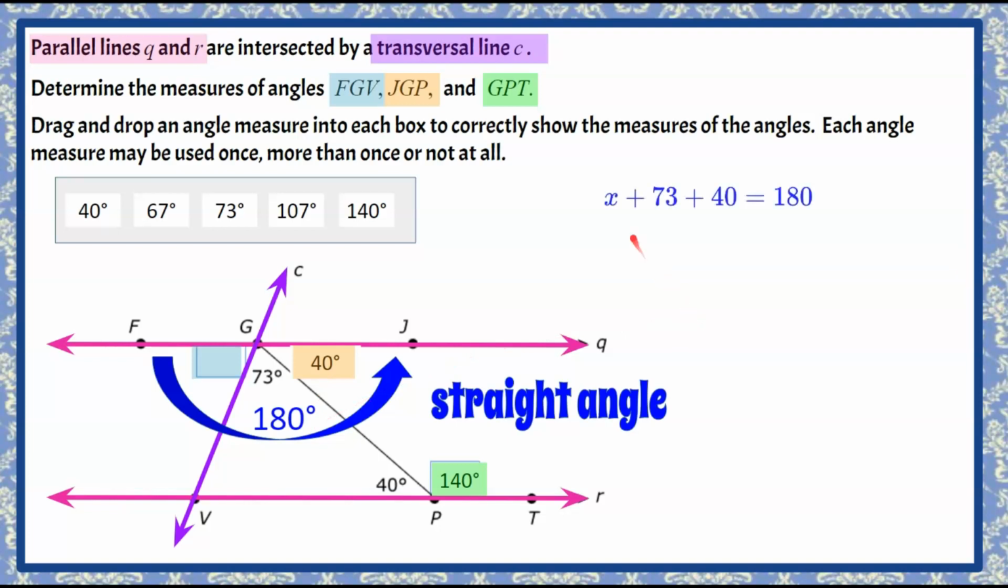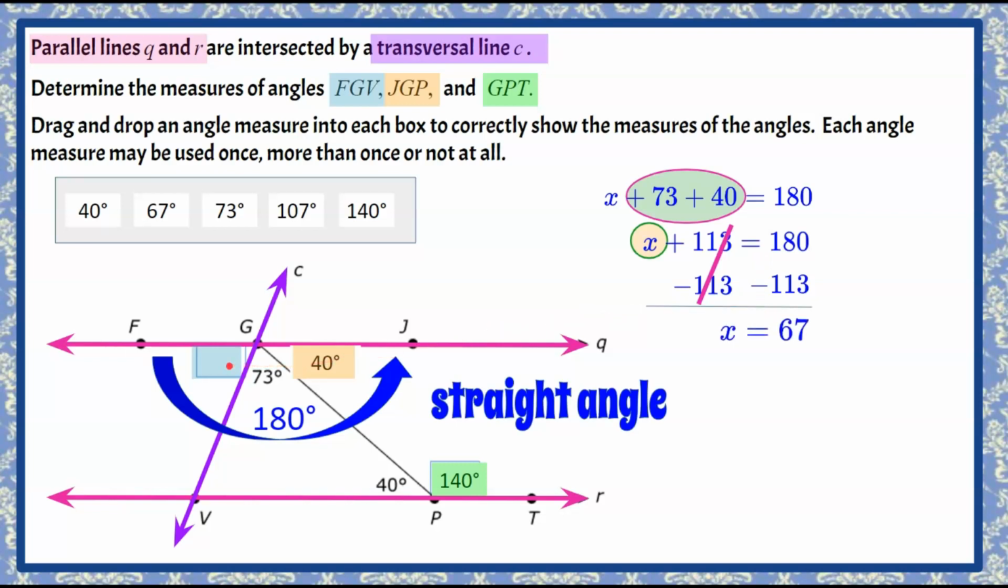So let's write our equation. Here it is. We're going to combine like terms first. 73 plus 40 is 113. To solve for x, we're going to do inverse operations. So we're going to do the inverse and subtract 113 from each side. This gives us a 0 pair. Bring down our x, and 180 subtract 113 is 67. So now we know that this missing angle right here is 67 degrees because all three of these together must add up to 180.